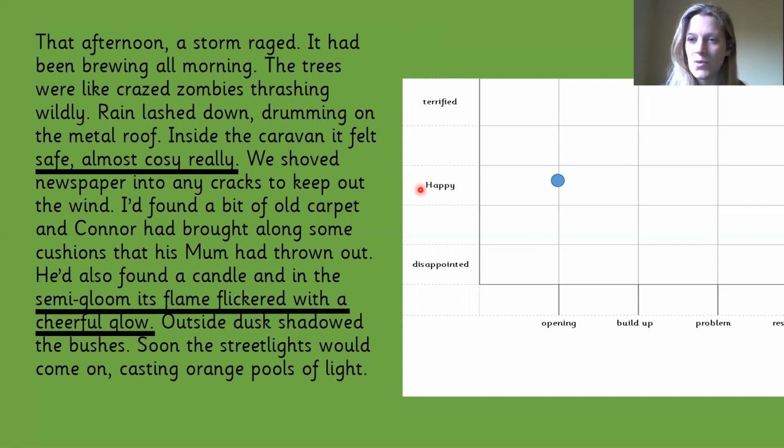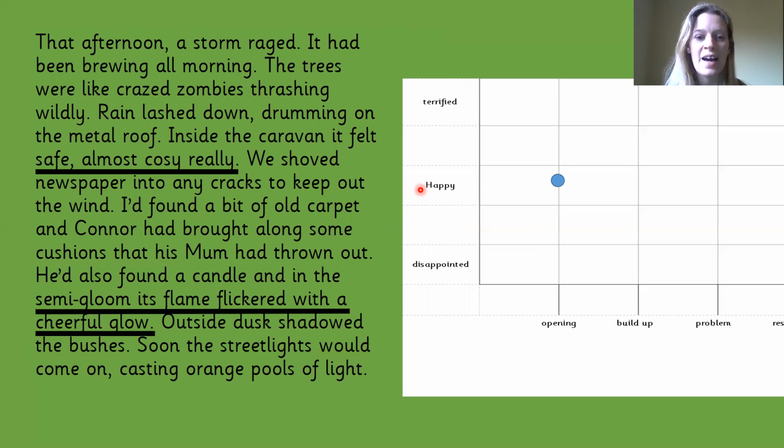So there again, we've got quite positive language, haven't we? We've got this semi-glow, flames flickering with a cheerful glow. So even though outside they might be describing it in a negative way, for Connor and Mitch inside the caravan, it's actually quite a happy situation, isn't it?